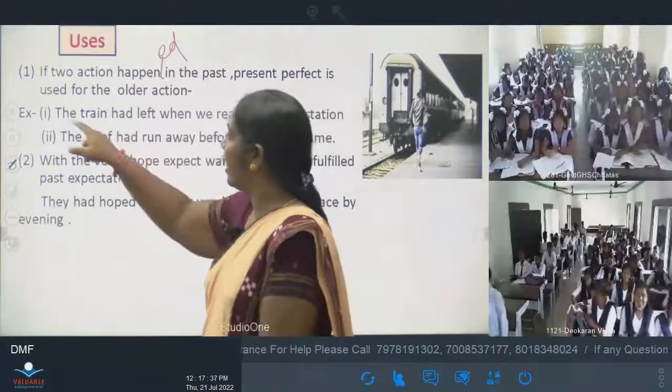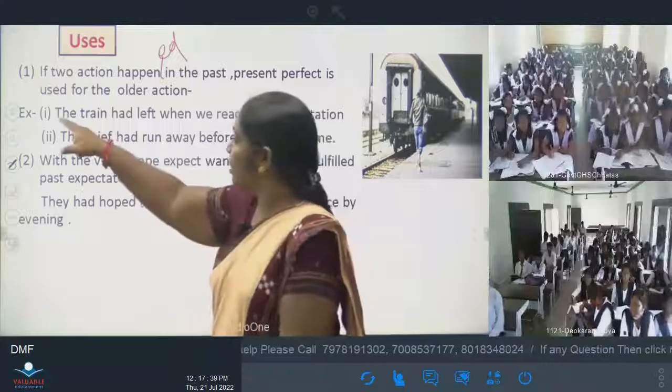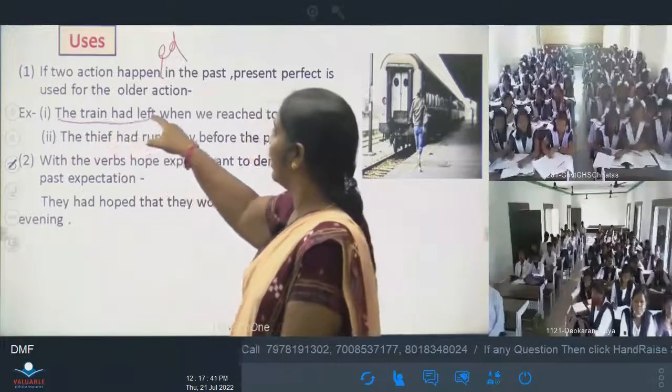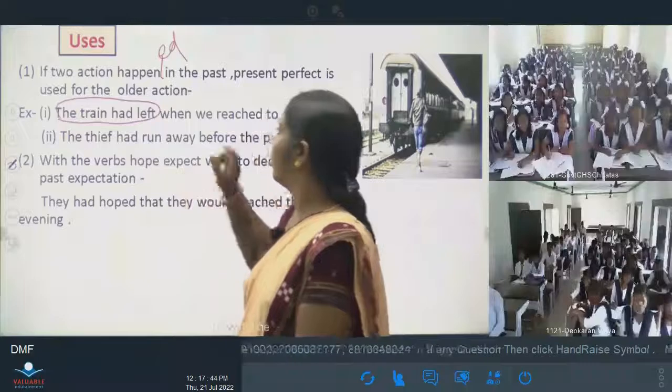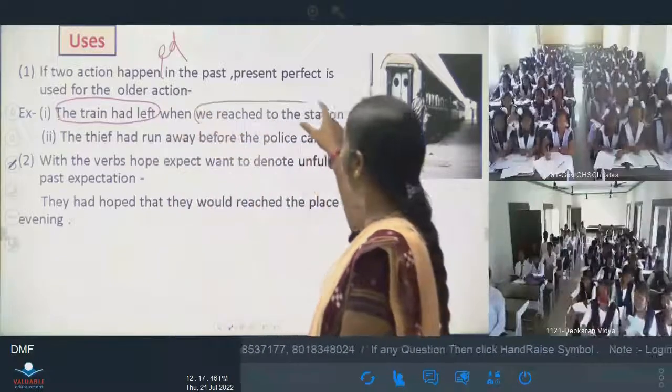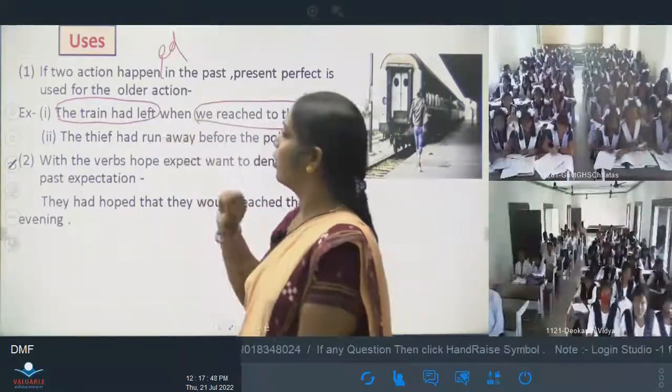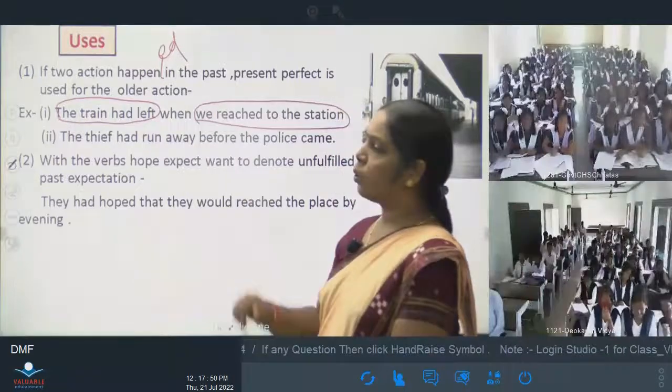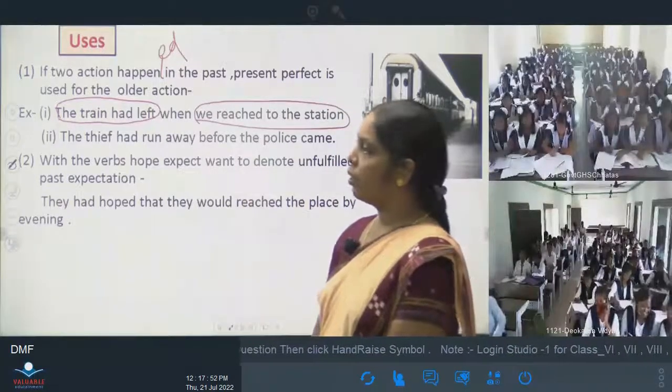The train had left. Here you see the train had left when we reached the station. So which one is the older action here?